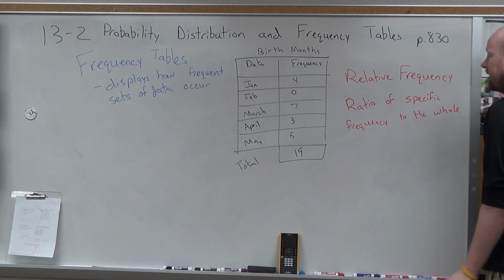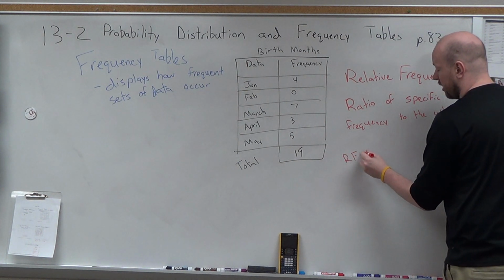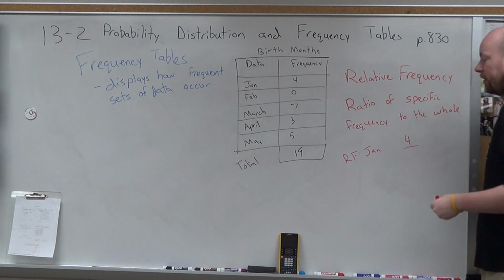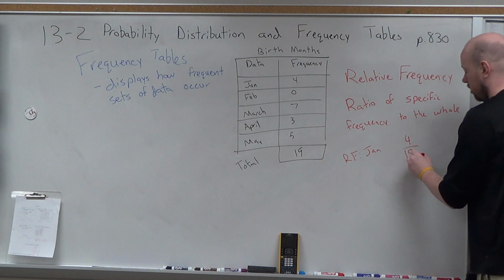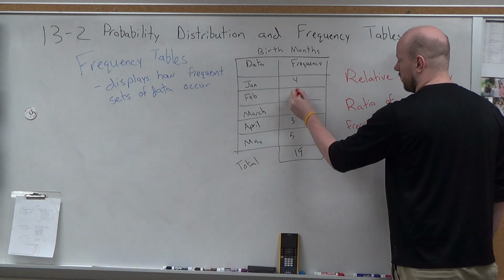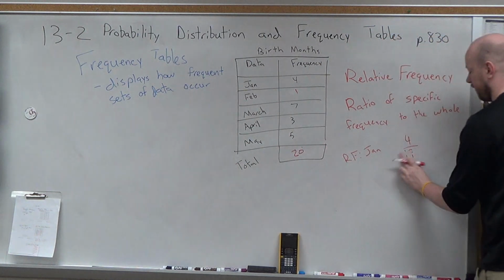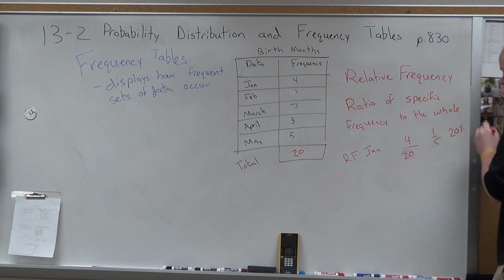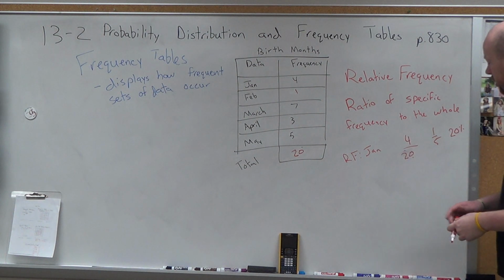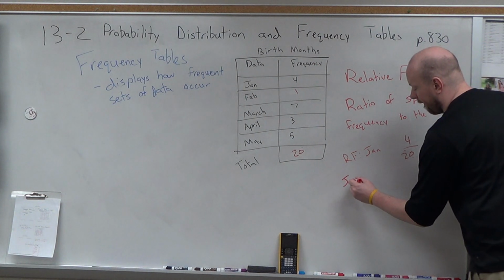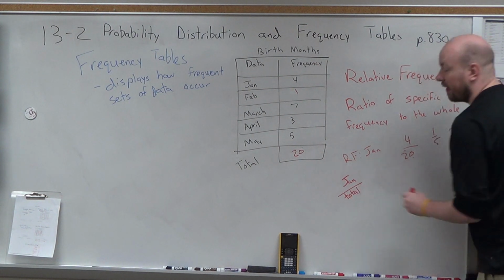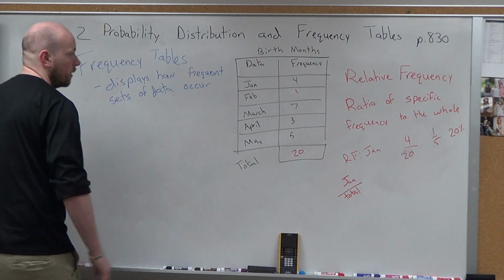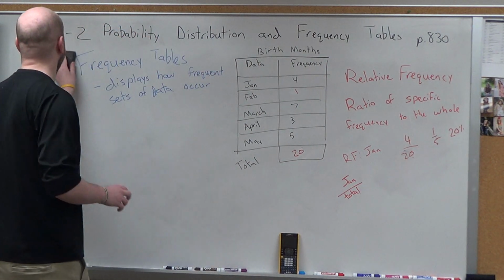So for example, if I wanted the relative frequency of January, I would do my January data, 4, and I would put it over the total, well, 19. Well, let's just make it easy, let's make it 20. So I get 4 over 20, which is 1/5 or 20%. That'd be the relative frequency of January. Just January over total is how we found that. Okay. Well, let's do an example.